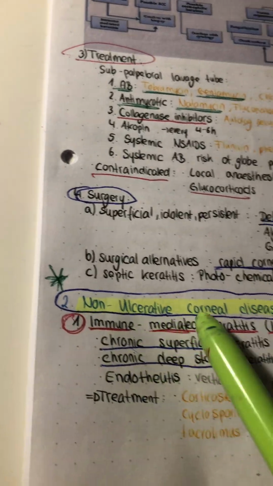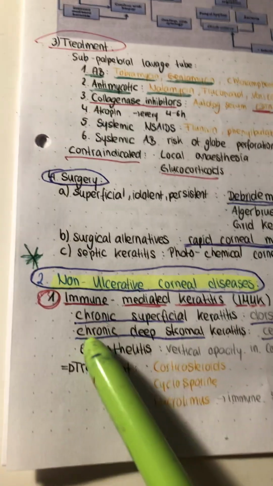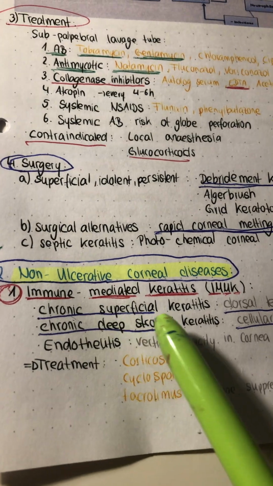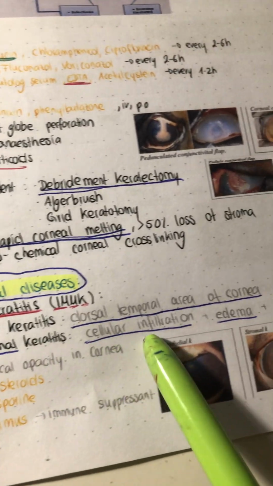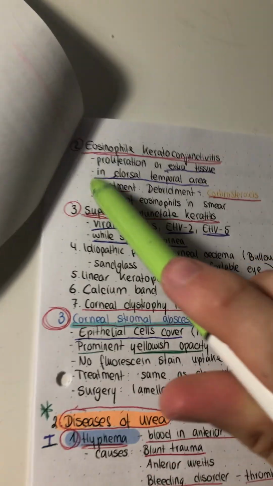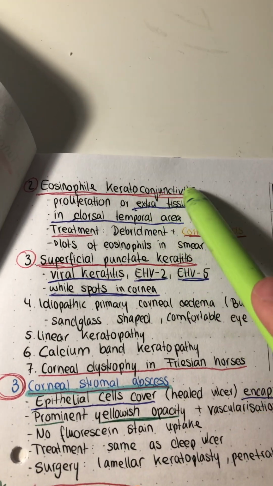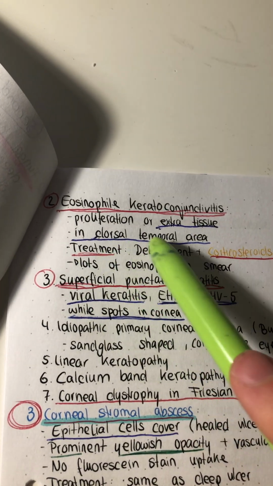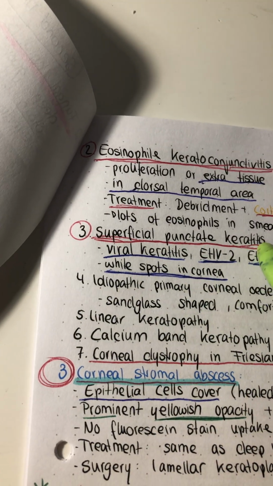And the non-ulcerative corneal diseases are the immune-mediated keratitis, IMMK. You can have chronic superficial, which is on the dorsal temporal area of the cornea, or you can have chronic deep stromal keratitis, so cellular infiltration and edema. And then you can have eosinophilic conjunctivitis, so extra tissue in the dorsal temporal area. The treatment is corticosteroids. And the superficial punctate keratitis.